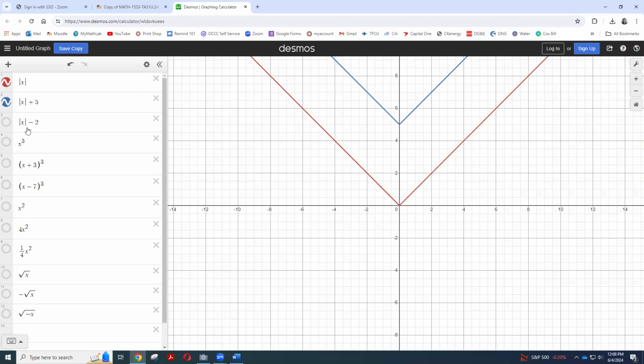Now, if I have the absolute value minus 2, it's going to take this V that started right here at the origin, and now it's going to shift it down 2 units, where now it's at 0, negative 2. So when you have your function and you add or subtract something at the end of it, that moves it up or down, whatever that number is. Plus is up, minus is down.